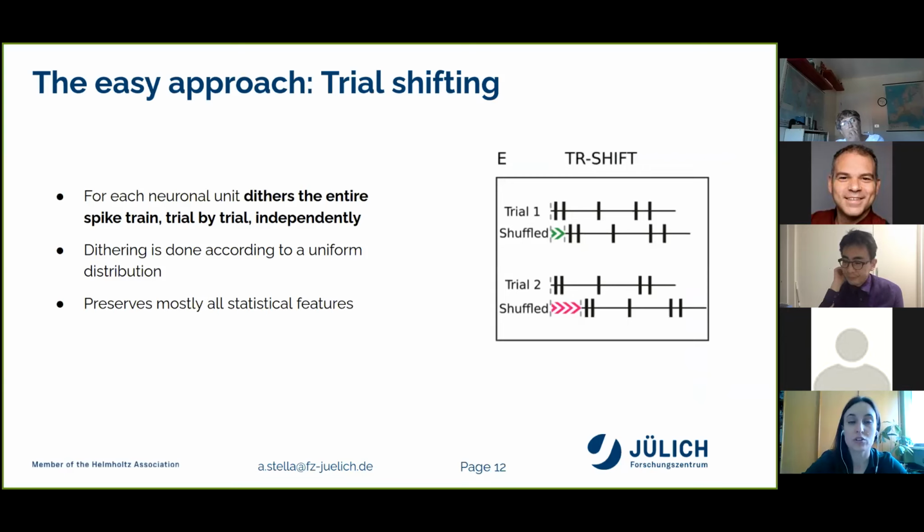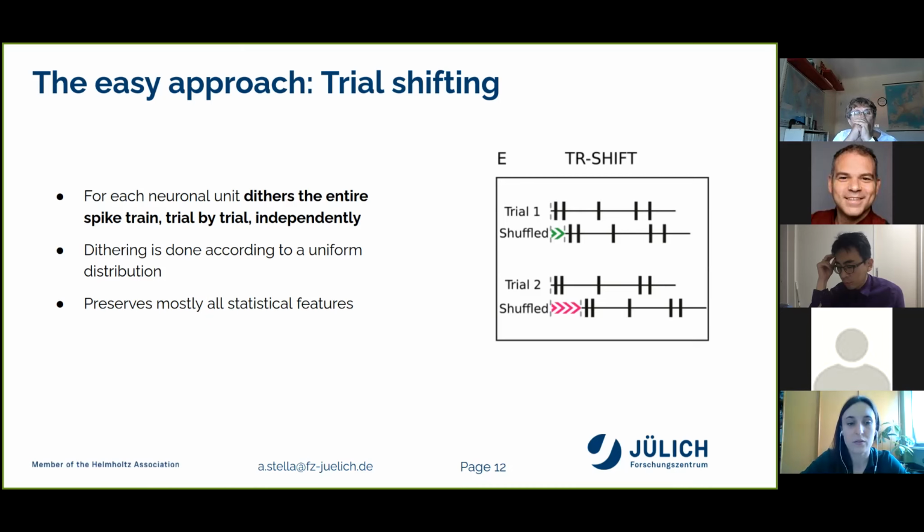The next approach is also, again, quite easy. It's called trial shifting. It consists in, instead of shifting each single spike, in shifting the entire spike train. This is particularly powerful if we have data that is segmentable, meaning that we have a standard experiment where we have trials. The animal is doing trial after trial. So we shift each trial, single trial, and each neuron independently by a uniform distribution. This has the nice characteristic that it preserves mostly all statistical features, of course, because the spike train is just shifted.